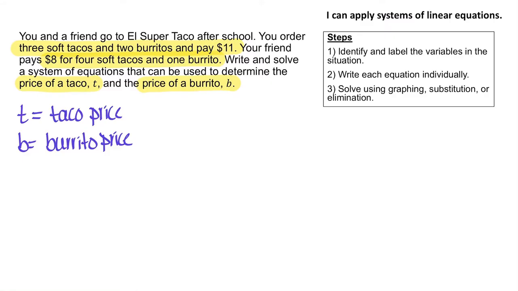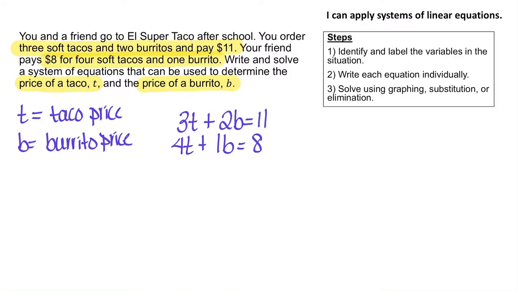Now that we've identified our variables, let's set up our system of equations. We have 3 tacos, so I would say 3T, and is usually a plus sign, so plus 2 burritos, 2B, for $11. Then we have 4 tacos and 1 burrito for $8. These are the 2 equations that form our system. Now we want to think about how to solve them.